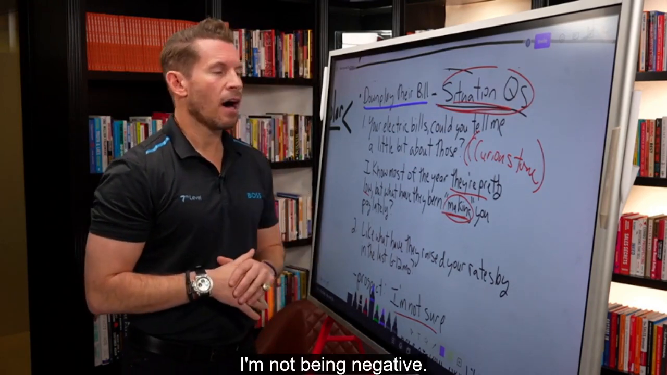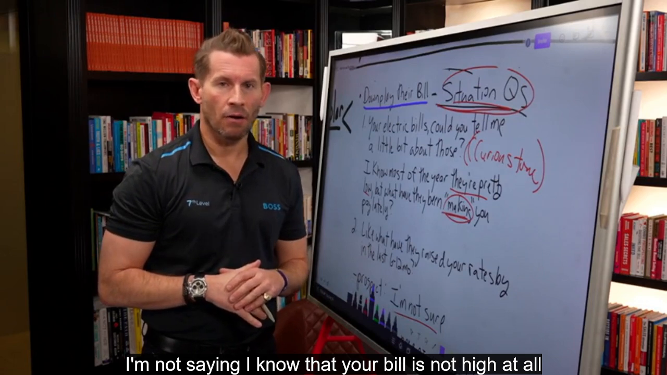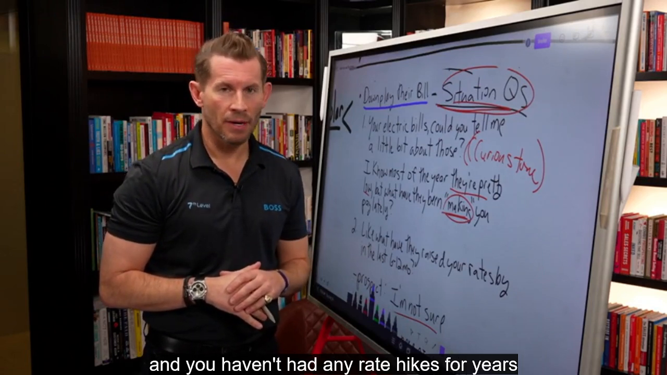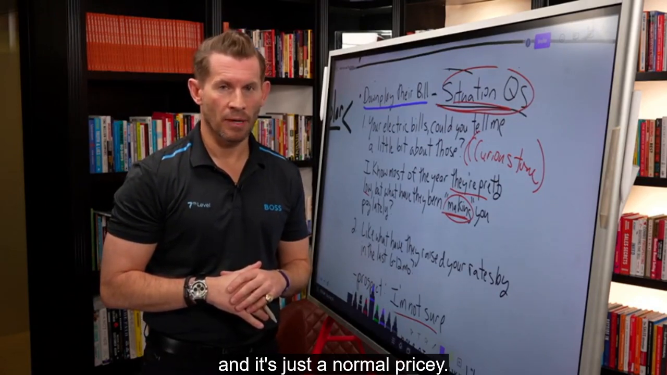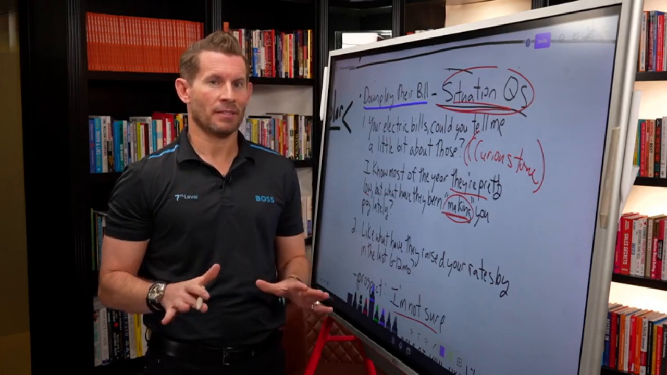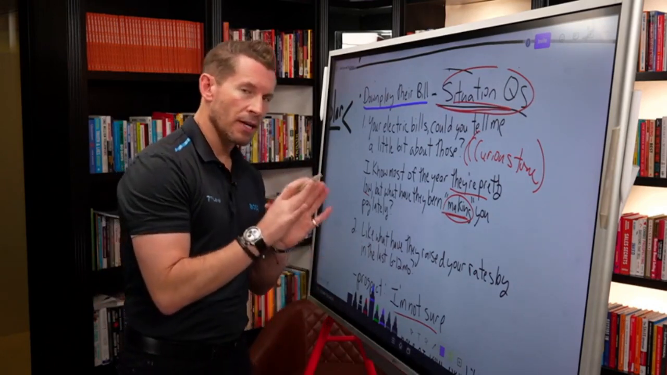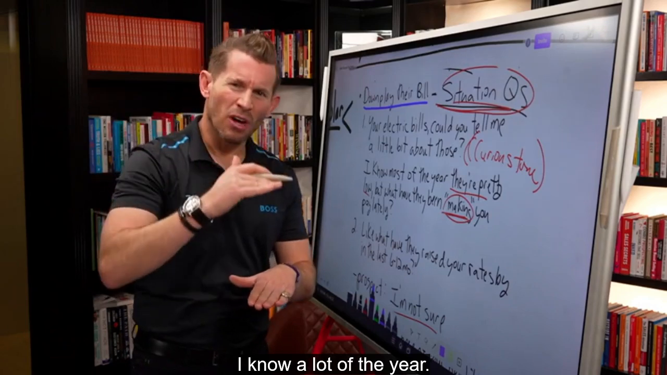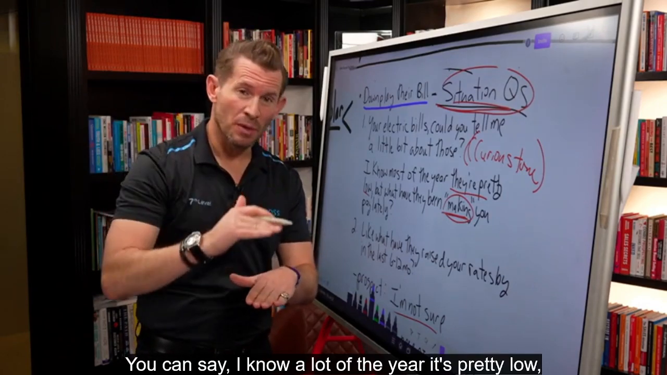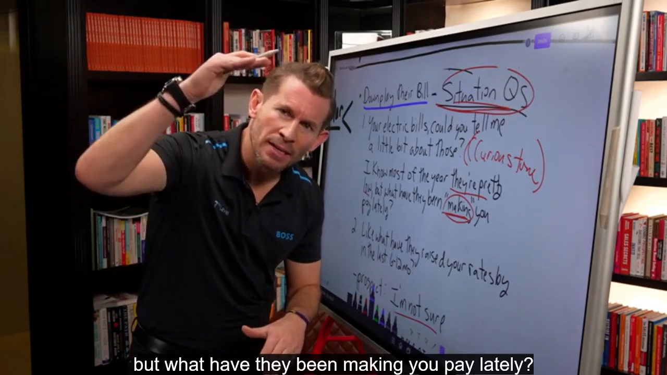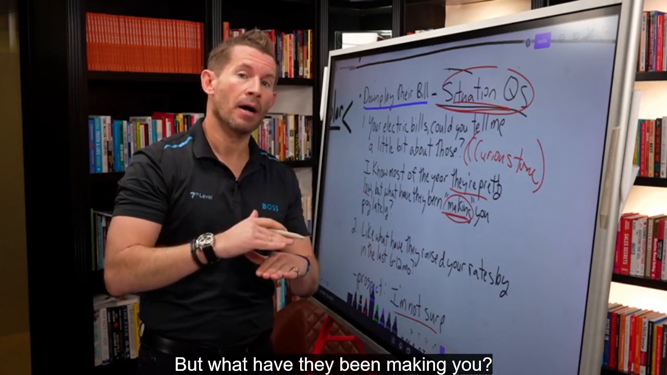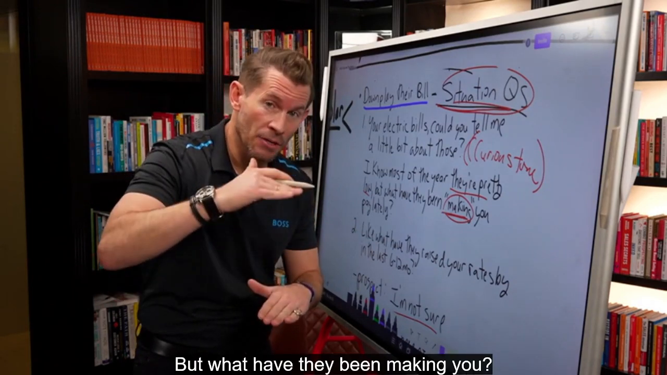I'm not saying, I know that your bill is not high at all and you haven't had any rate hikes for years and it's just a normal pricing. That's too negative. That's way downplay. That's too much. That's extreme. So you're kind of down. You can say, I know a lot of the year it's pretty low, but what have they been making you pay lately? Here's the trigger. But what have they been making you?